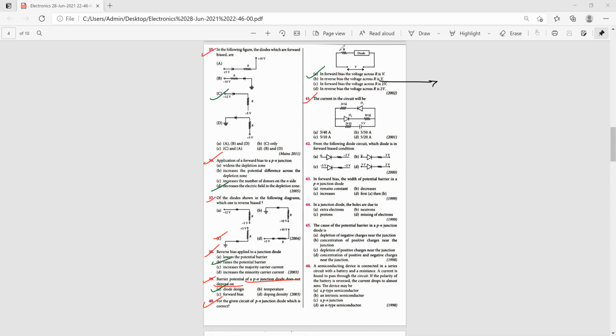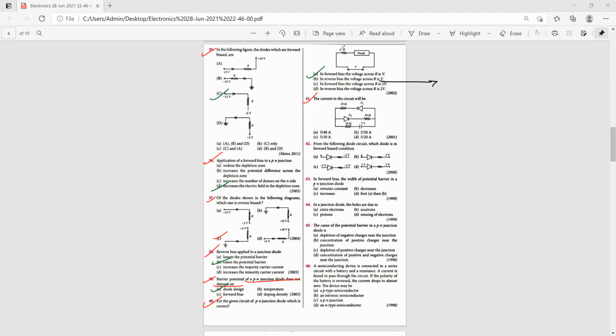Sorry, for 40th one, the reason is in forward biasing, the resistance of PN junction diode is very low to the flow of current. So practically all the voltage will be dropped across the resistance. So the voltage across R will be V. In reverse biasing, the resistance of PN junction diode is very high. So the voltage drop across R is 0. Therefore for 40, the first one is the right answer.